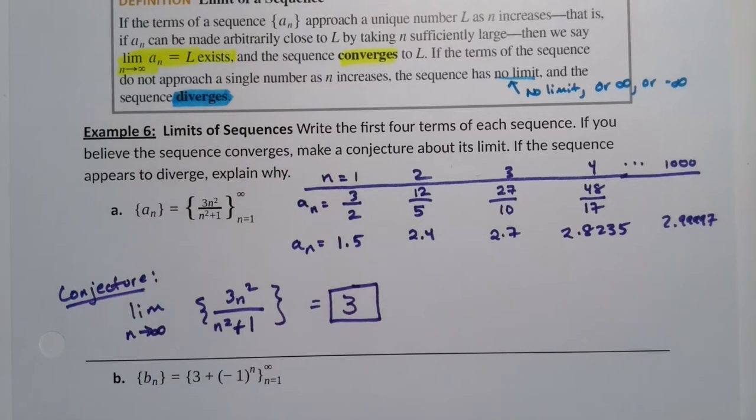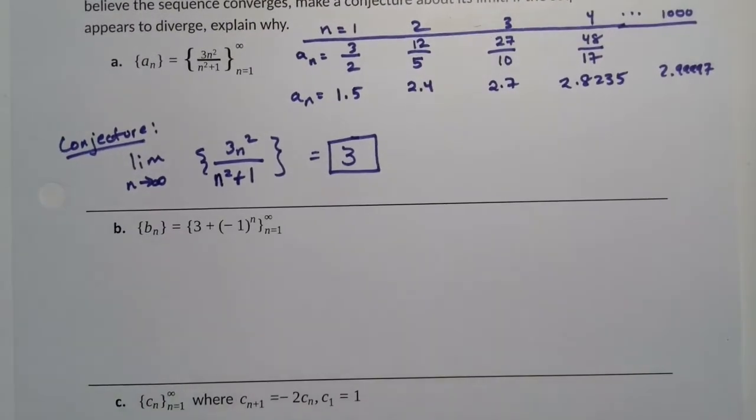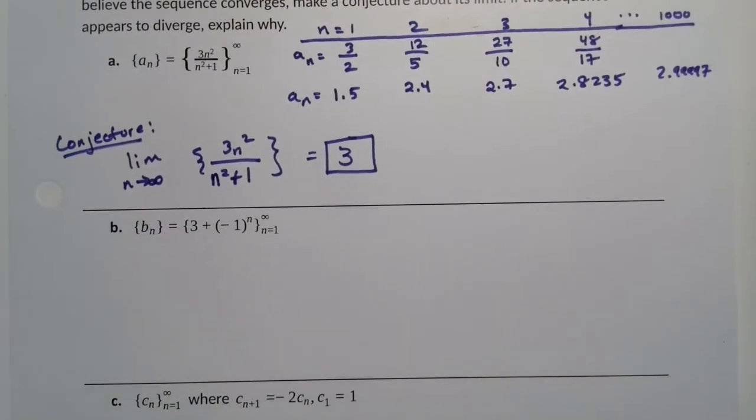Which should not really be any shock to you, because look at the powers. They have the same power, so what's the ratio of their leading coefficients? 3, right? It's the same trick that we learned a long time ago with L'Hopital's rule and other things. All right, now what about the next one?